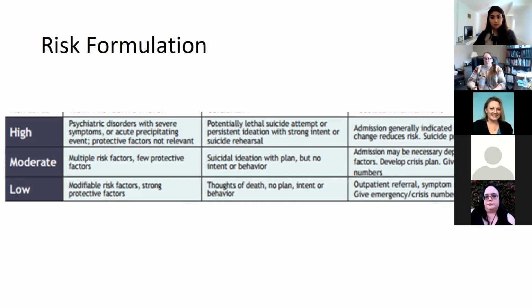High, we're looking at psychiatric disorders with severe symptoms, acute or there's been some acute precipitating event. It's to the point where the risk factors outweigh any protective factors the person may or may not have. Maybe this is a person who has engaged in a potentially lethal suicide attempt and survived, or they have persistent ideation with strong intent. They've been rehearsing suicide. Generally, admission to a psychiatric facility is warranted, and then within that facility, they should be taking suicide precautions.